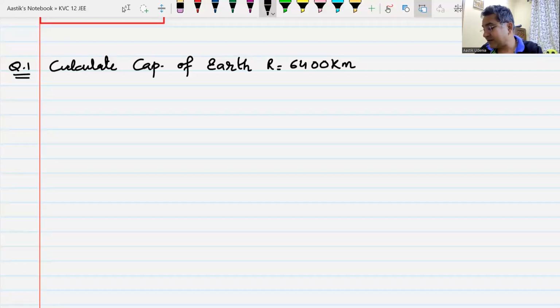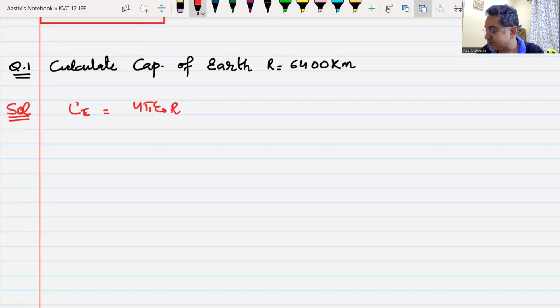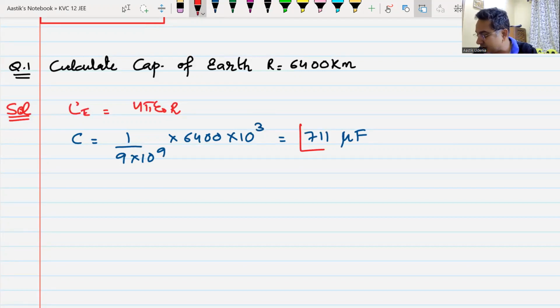Well, if I calculate the capacitance of Earth, it's a simple calculation. Capacitance of Earth will be 4 pi epsilon naught multiplied by radius of Earth. And what is the value of 1 by 4 pi epsilon naught? It's 9 into 10 raised to the power 9. Radius is 6,400 kilometers, that is 6.4 into 10 raised to the power 6 meters. If I calculate this, the value that is going to come is 711 microfarad. This is how I remember it, 7.1 into 10 raised to the power minus 4, I guess. 711 microfarad, my dear friends, is the capacitance of the planet Earth on which we live.